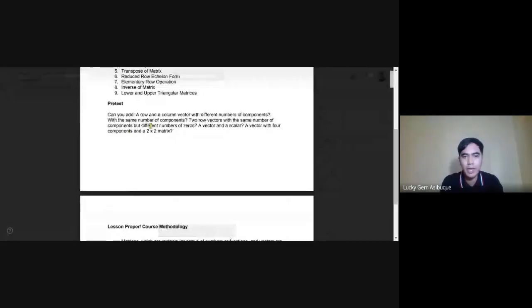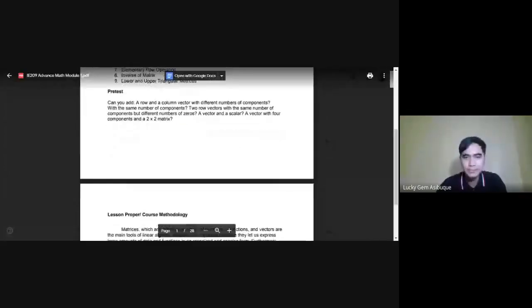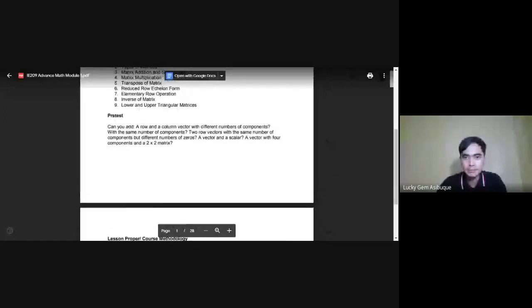Ayan, yung unang question doon, can you add a row and a column vector with different numbers of components? So, yes or no lang. Next naman, with the same number of components, ay number 2. Tapos, 2 row vectors with the same number of components but different numbers of zeros. So, yes or no. And a vector and a scalar. Vector with 4 components and a 2x2 matrix. So, yes or no lang yung sagot. Pwedeng comment nyo na lang dun sa classroom natin. Okay? So, sige. Habang nag-discuss tayo, pwede nyo gawin yun. Okay?